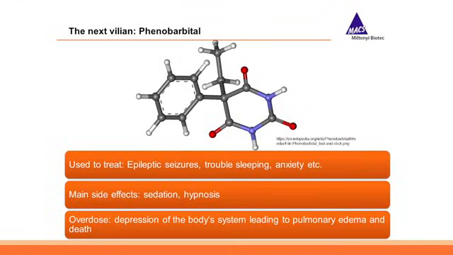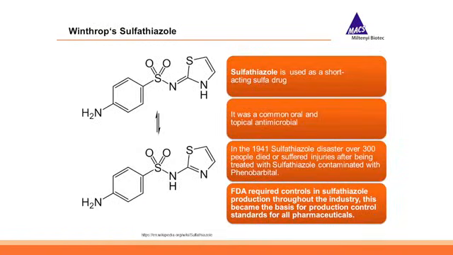Where did this happen? In another sulfur drug, sulfathiazole, which was once again used as an antimicrobial substance. But in 1941, the sulfathiazole disaster led to the death of over 300 people because the manufacturer, Winthrop's company, didn't follow good manufacturing practices. The sulfathiazole drug was contaminated with this phenobarbital because they did not clean up, they did not follow the manufacturing standards. So the people who took the sulfathiazole were poisoned with the contamination through phenobarbital.